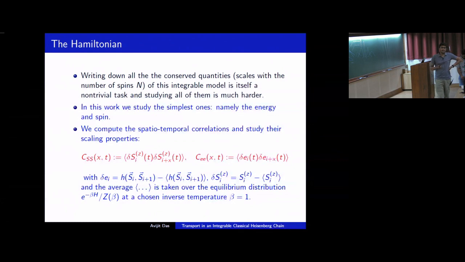You can ask, okay, for an integrable Hamiltonian we have n conserved quantities, which sounds good, but writing down those n conserved quantities for n degrees of freedom is a non-trivial task, and studying them is an even harder task. So we take the spin and energy, which we know are conserved, to study.